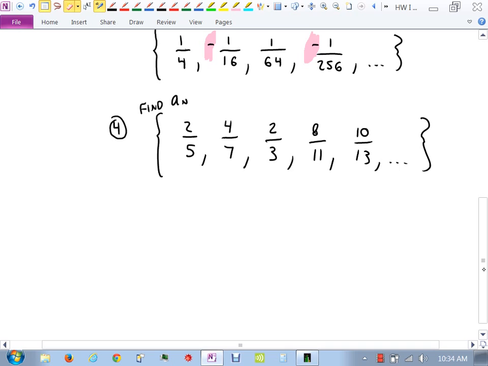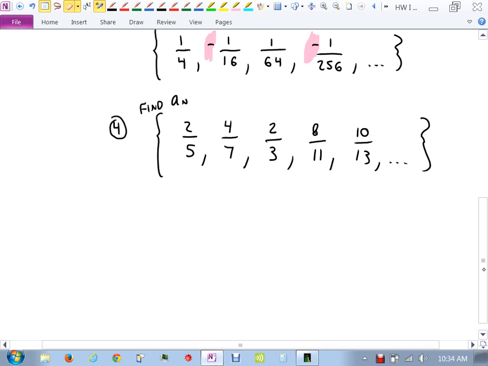Okay, let's look at this last one. No alternating, so I'm happy about that. This one was tricky, right? What does it look like the numerators are trying to do? 2, 4, 8, 10. The bottoms look like they're trying to be 5, 7, 11, 13.